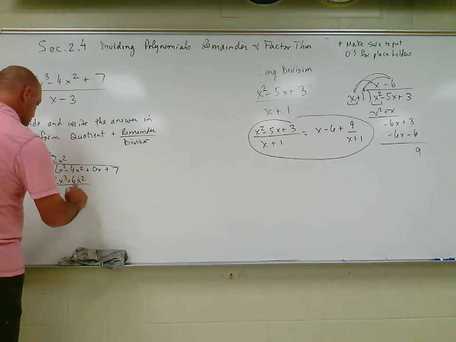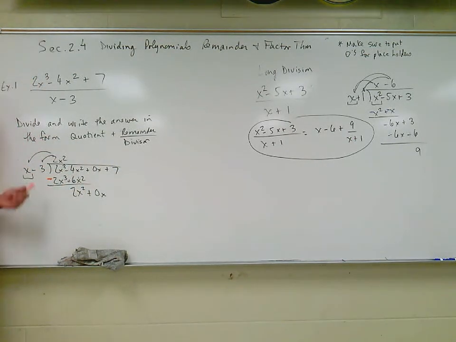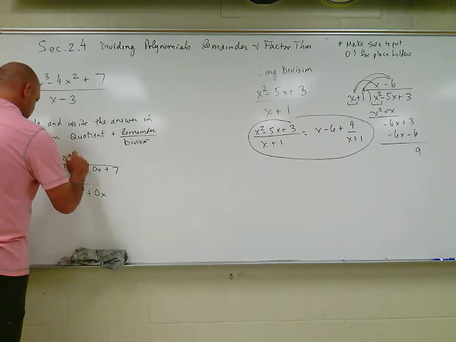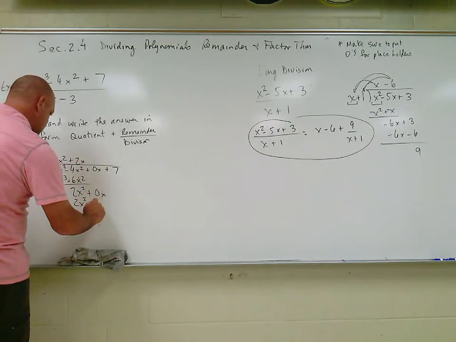2x squared. And then I'll just bring down the 0x, because this binomial is going to have to match up with this binomial. All right. X times what gives us 2x squared? 2x.